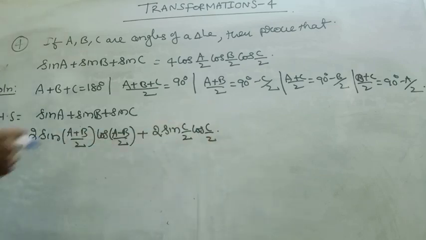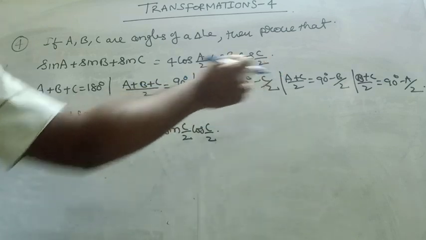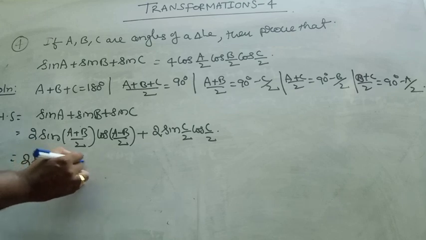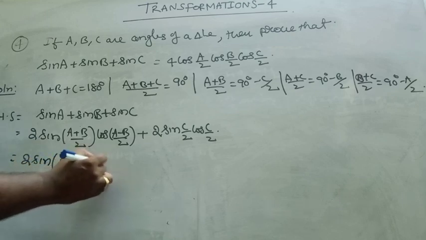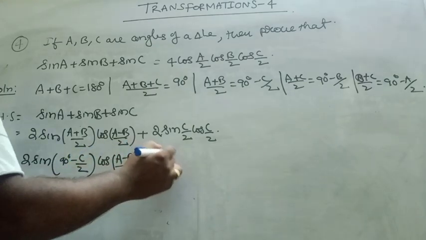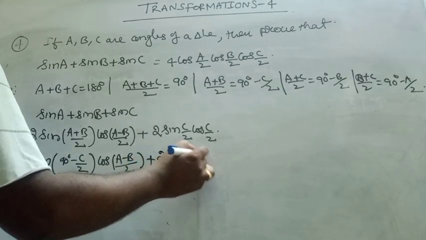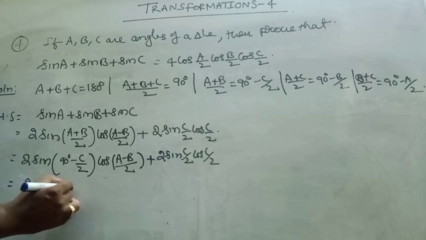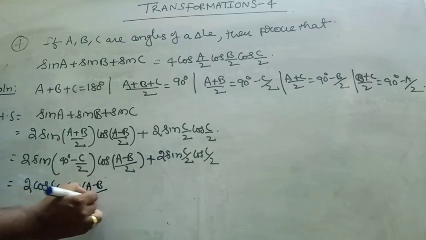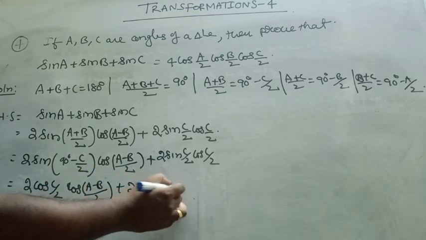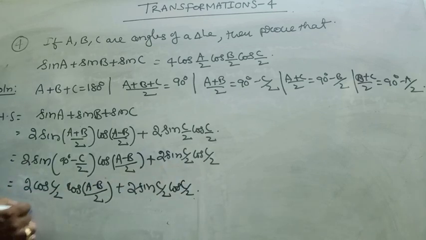And I told you, my dear student, that (A plus B)/2 is nothing but 90 degrees minus C/2. That means 2 sin(90 degrees minus C/2) cos (A minus B)/2 plus 2 sin C/2 cos C/2. Now 2 sin(90 degrees minus theta) becomes 2 cos theta, that is 2 cos C/2 cos (A minus B)/2 plus 2 sin C/2 cos C/2.